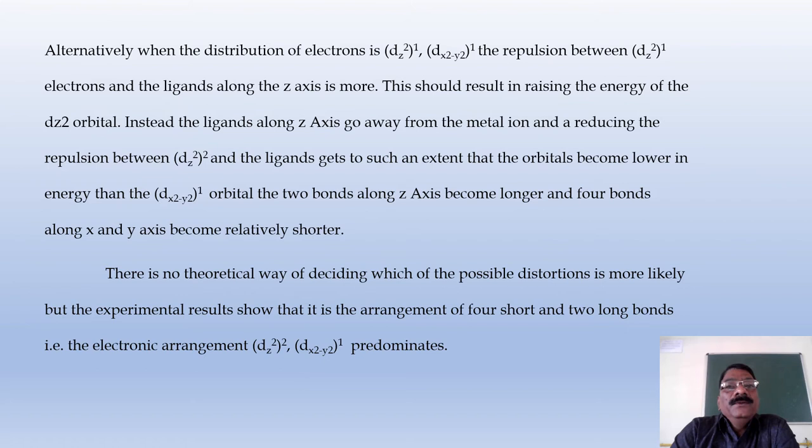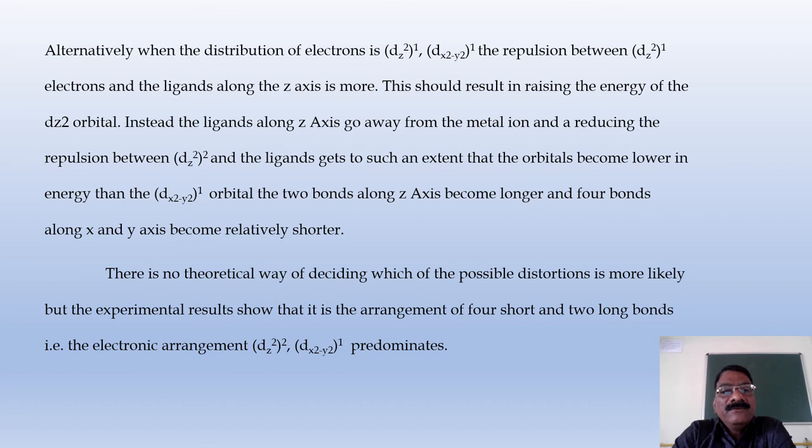Alternatively, when the distribution of electrons is dz square 2, dx square minus y square 1, the repulsion between dz square 2 electrons and the ligands along the z axis is more. This should result in raising the energy of the dz square orbital. Instead, the ligands along the z axis go away from the metal ion, reducing the repulsion between dz square and the ligands to such an extent that the orbital becomes lower in energy than the dx square minus y square orbital. The two bonds along the z axis become longer and four bonds along the x and y axis become relatively shorter.